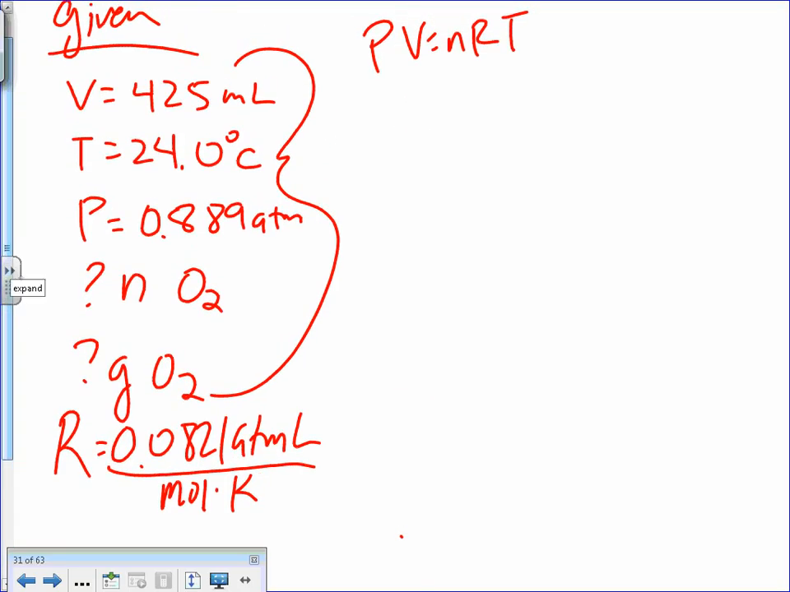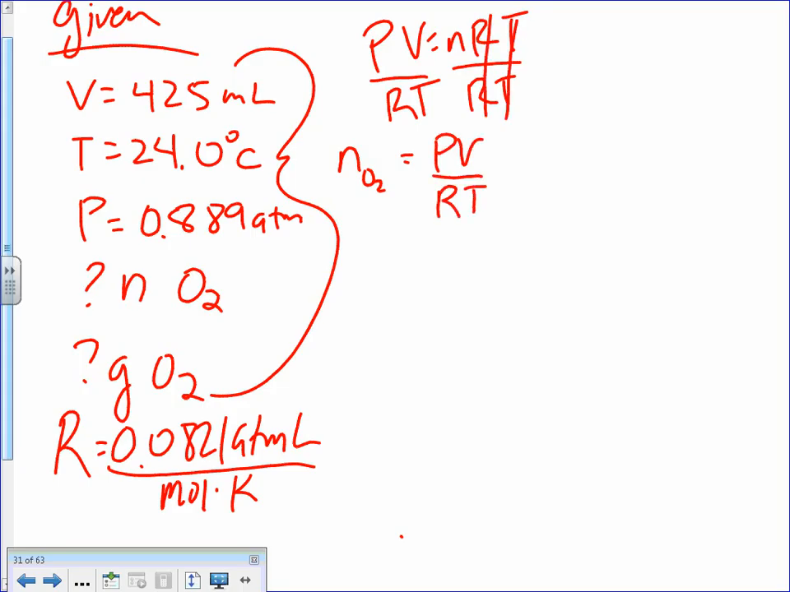What variable are we solving for? n. So I'm going to divide by what? RT on both sides. So then n for oxygen. Sometimes it's even nice to label what you're solving for, because you'll forget. n is equal to PV over RT.